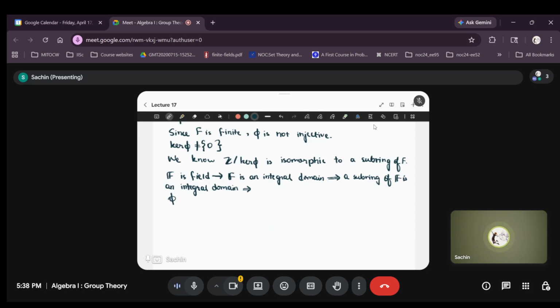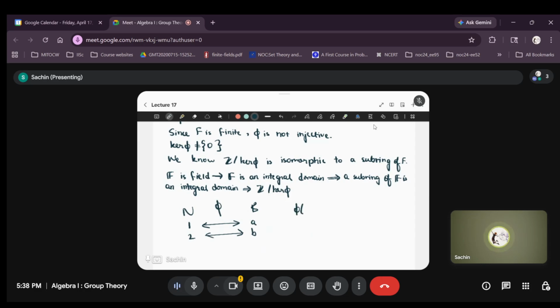So F is a field, that means F is an integral domain, which means any subring of F is an integral domain, which means the set that is isomorphic to the subring, because of isomorphism, that set is also an integral domain. That is, Z mod kernel P is, and this is very simple. Why is this the case? If you have one set A here and another set, let's say you have numbers here and you have letters here, A, B, 1, 2, and there's a bijective isomorphism like this from phi.